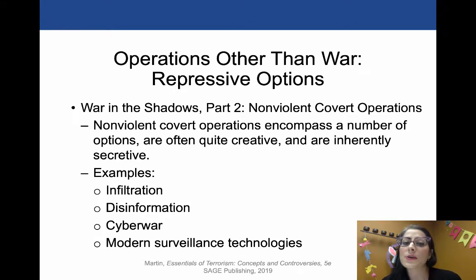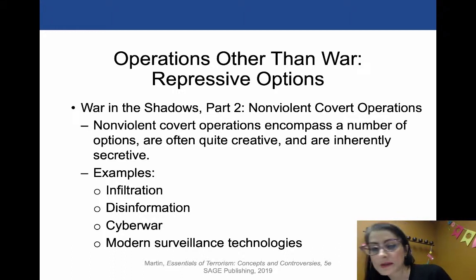There are nonviolent covert operations that encompass a number of options that are often quite creative and are inherently secretive. So examples are infiltration, disinformation, cyber warfare, and modern surveillance technologies. They talk about that on page 214.